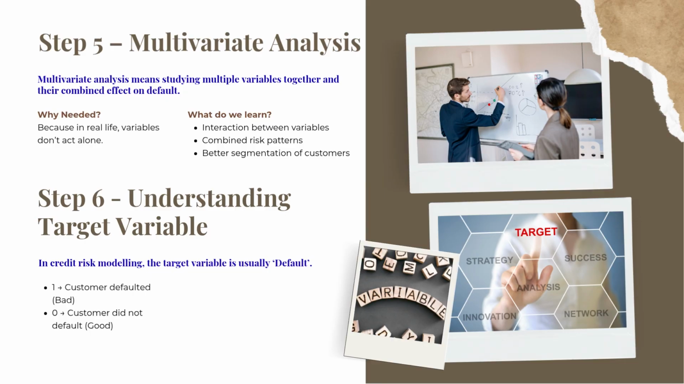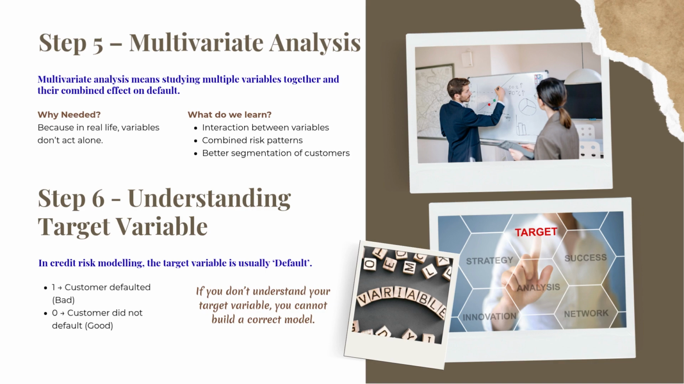In most data sets, non-default customers are very high and default customers are very low. For example, 95% good, 5% bad. This imbalance can affect the model performance if not handled properly. So, if you don't understand your target variable, you cannot build a correct model. The target variable tells us what we are predicting. Multivariate analysis helps us understand how multiple factors together influence that prediction.